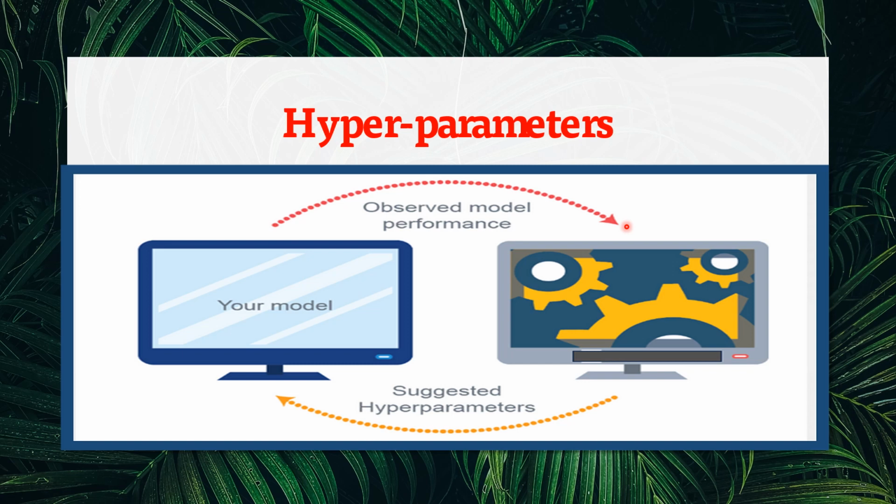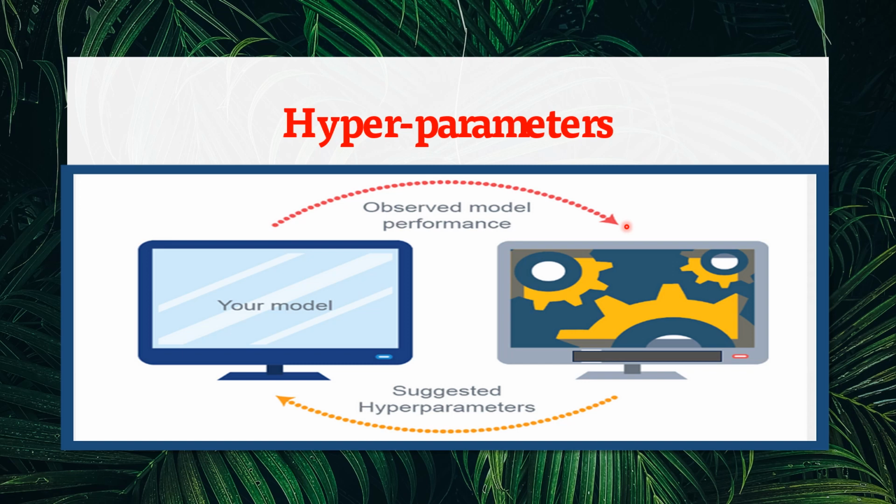Here the hyperparameters in this model could include the learning rate, the number of hidden layers in the neural network, and the number of neurons in each layer. The learning rate would control how quickly the model adjusts its parameters during the training process. And the number of hidden layers and neurons will determine the complexity of the model.